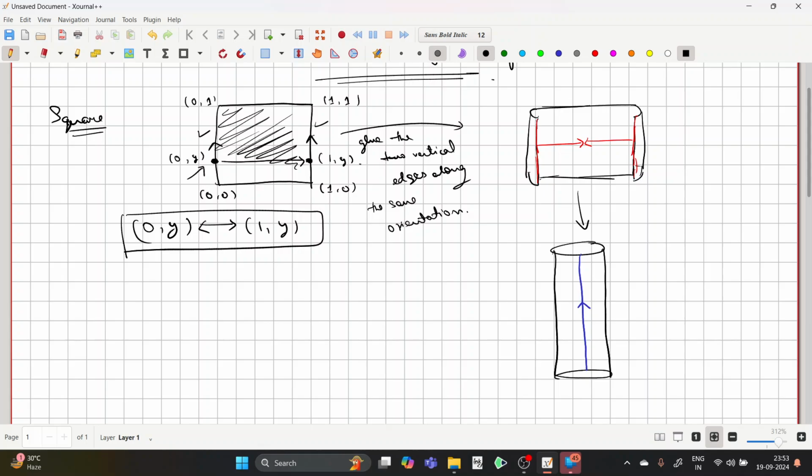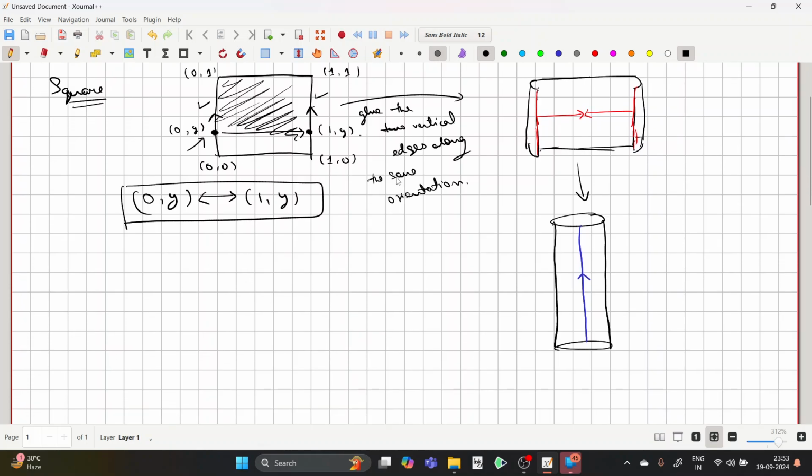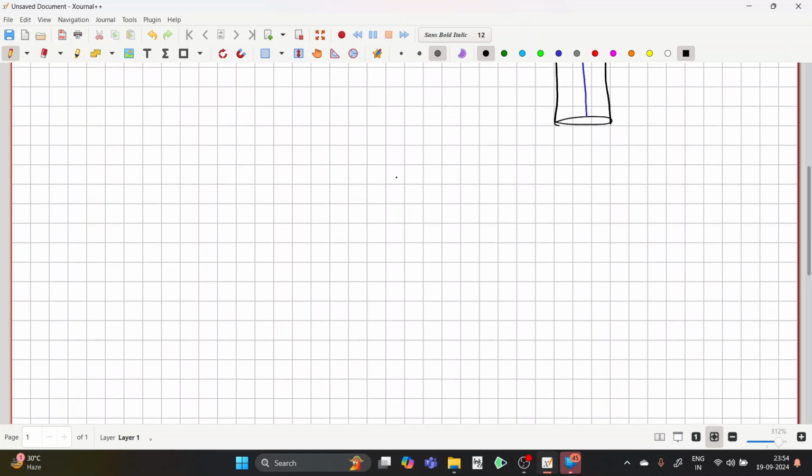Got it? Okay. So yeah, this is sort of a good thing. Now what I want to do is continue this process of gluing up things from a square. So let me go back.